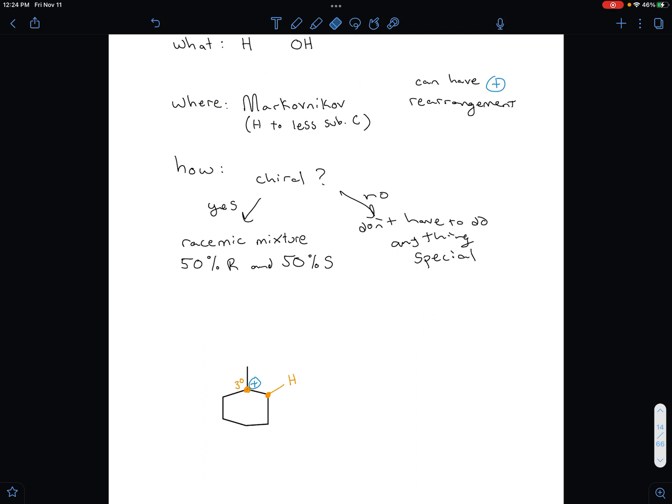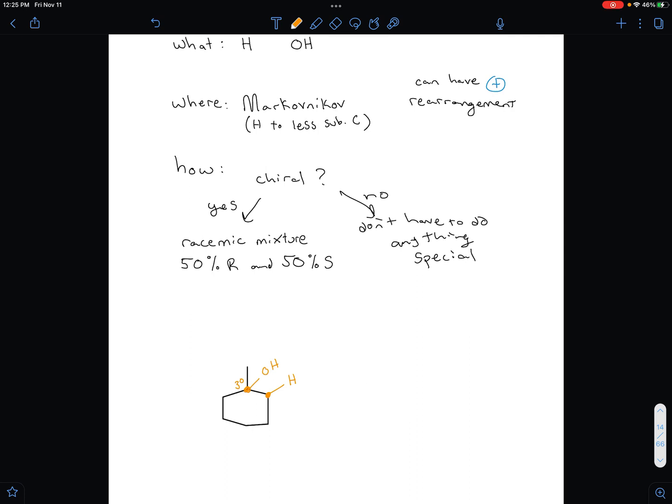Just because you can have rearrangement doesn't mean it will happen every time. So in this case, it's already on the most stable position. You won't have rearrangement, and so that's where that carbocation is. That's where the nucleophile is going to attack, and that's ultimately where you're going to add your second group, which is the OH. Now in this case, again, we don't have a chiral center, so we don't have to do anything special.